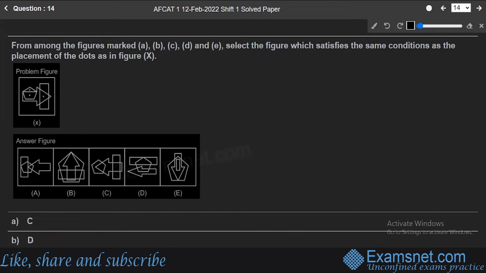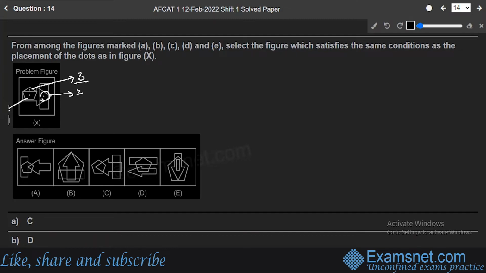The second dot over here lies in the region common to the rectangle and arrow. This one is the second dot, okay? And this is the first one. And this one, this dot lies only in the pentagon. This is particularly only in the pentagon region. It's not common in any other region. So let's see which one is exactly matching over here.